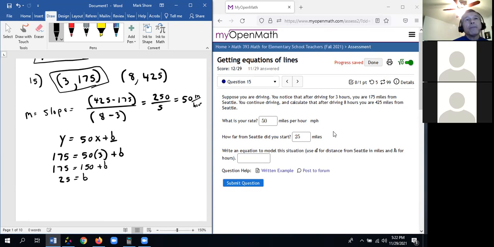That tells me he was 25 miles from the start, I guess Seattle, when he started. So he didn't start right at Seattle. He started 25 miles from Seattle.